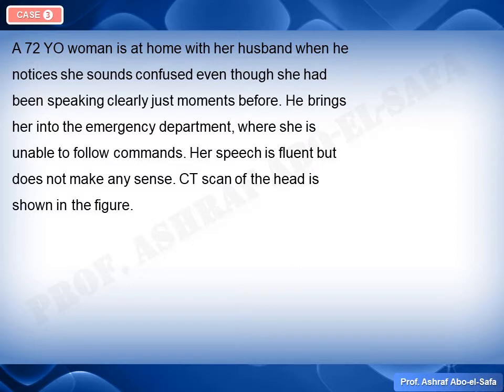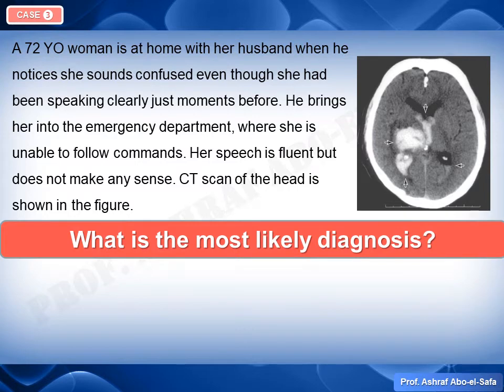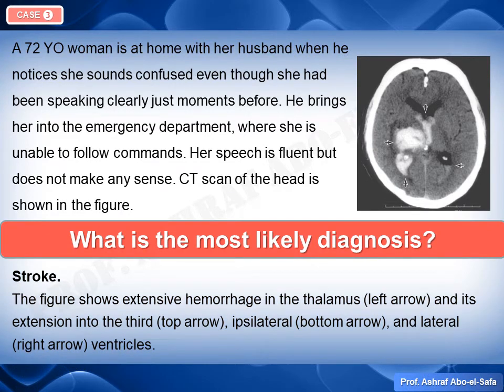A CT scan of the head is shown in this figure. Here, we have hyperdense signal in the thalamus and extending into the ventricular system. What's the most likely diagnosis? It's a stroke, hemorrhagic stroke, intracerebral hemorrhage. The figure shows extensive intracerebral hemorrhage in the thalamus, the left arrow, and its extension into the third ventricle, the top arrow, the ipsilateral ventricle, the bottom arrow, and the lateral ventricle as well, the right arrow.